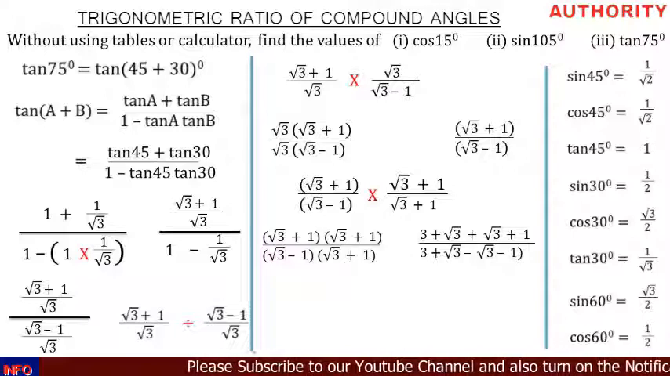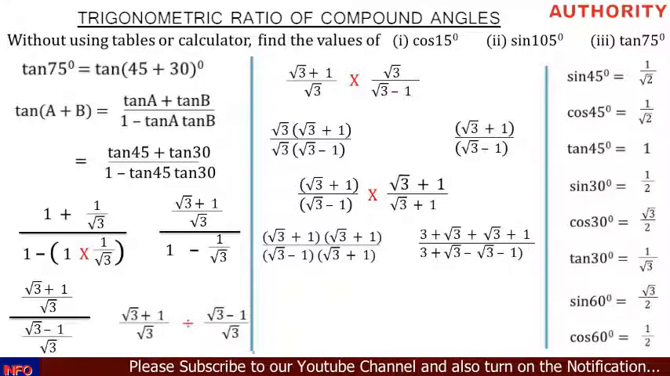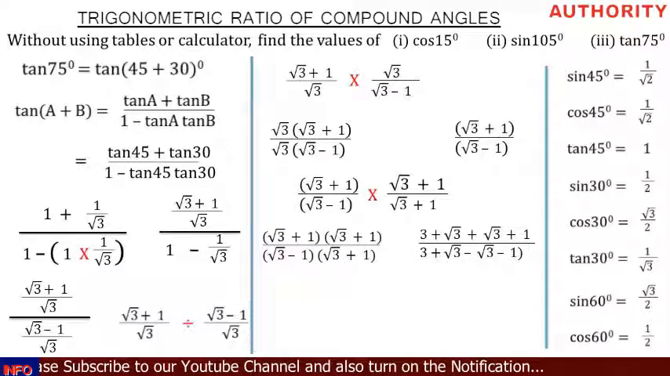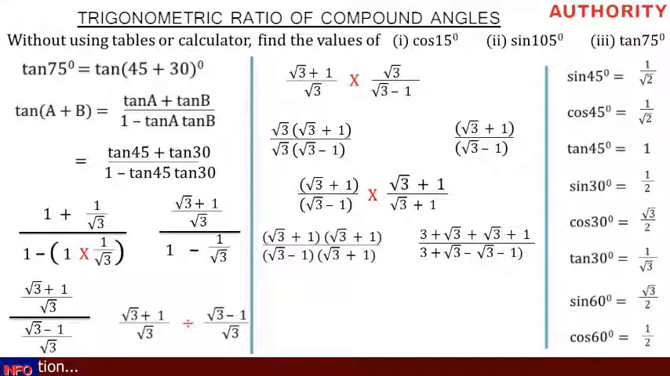Let's also multiply our denominator. So we have root 3 in the first bracket multiplied by root 3 in the second bracket. We're going to have 3. Then we have plus root 3 multiplied by 1 in the second bracket. We're going to have root 3. Then we have minus 1 times root 3. It's going to give us minus root 3. And then minus 1 times plus 1 is going to give us minus 1. So in our denominator, we have 3 plus root 3 minus root 3 minus 1.